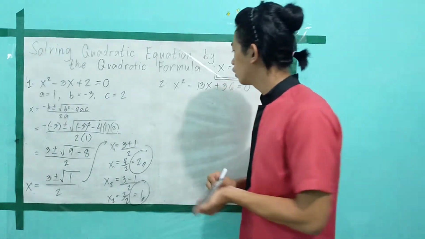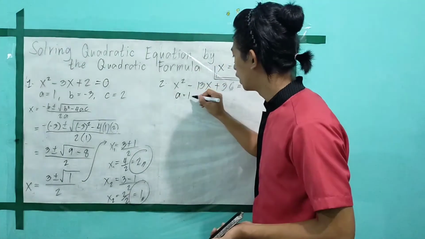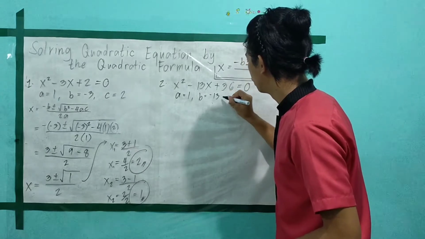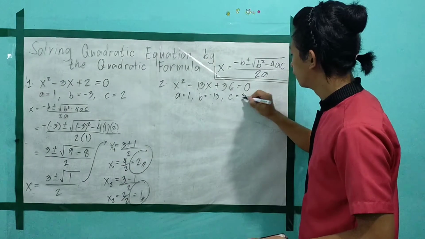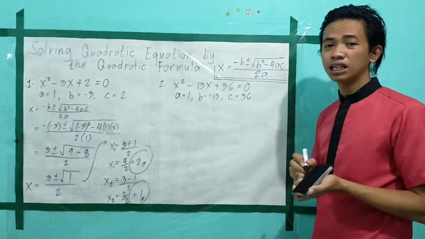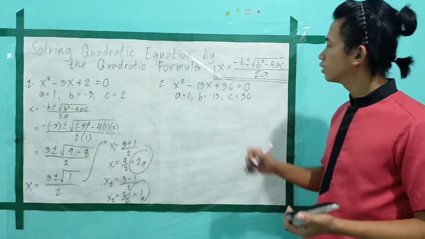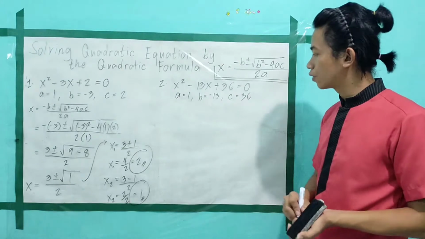In problem number 2, ano yung value ng ating A? Value ng A, we have 1. Value ng B is equal to negative 13. Next, value ng C is equal to positive 36. So, mabilis lang i-identify kapag naka-standard form na siya. So, proceed tayo sa solving. Substitute natin siya sa ating formula.